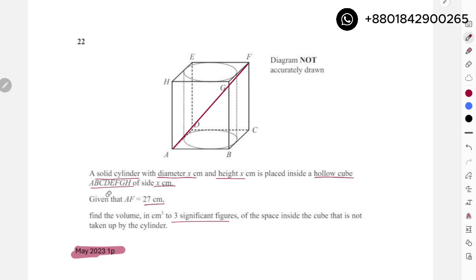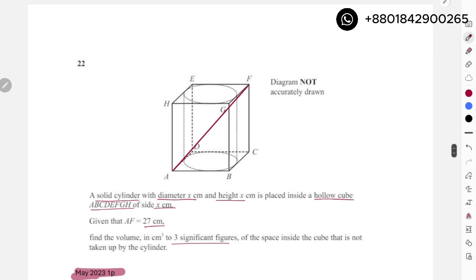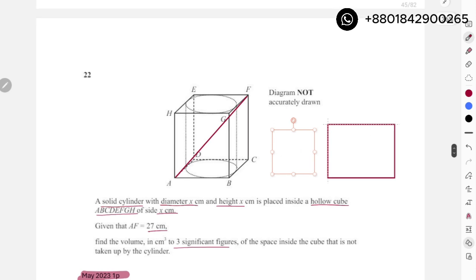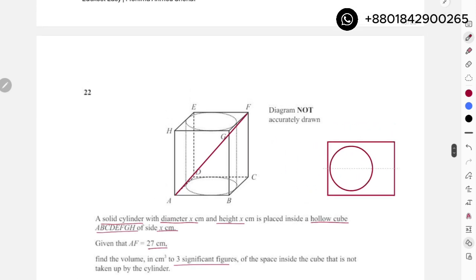This is a hollow cube with side x centimeters. That means every dimension over here is actually x centimeters. I know it doesn't look like this from the top, but this cylinder, or this circle over here, is actually touching all the edges of this cube. This is how the circle is.